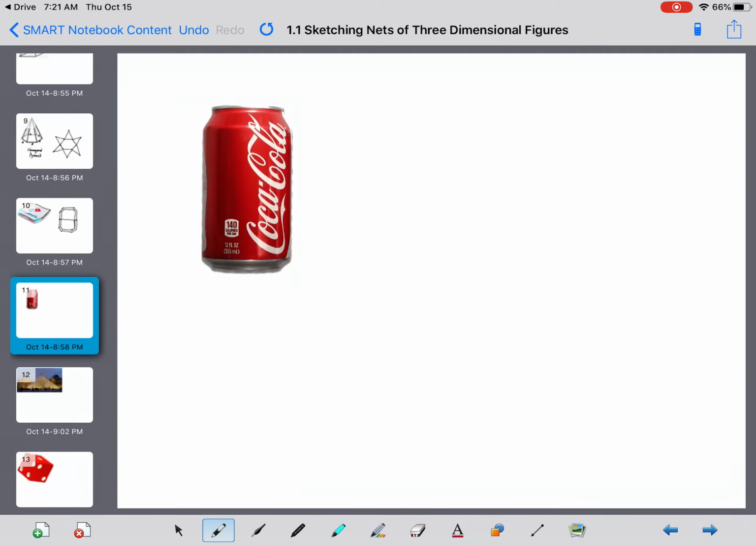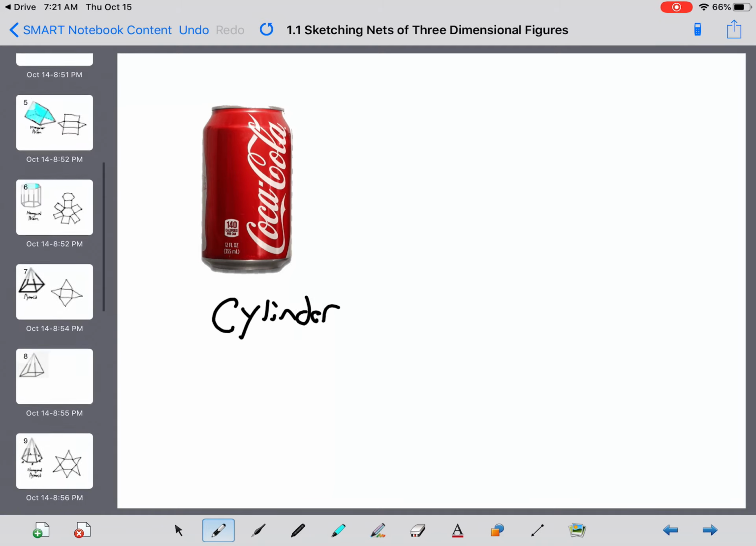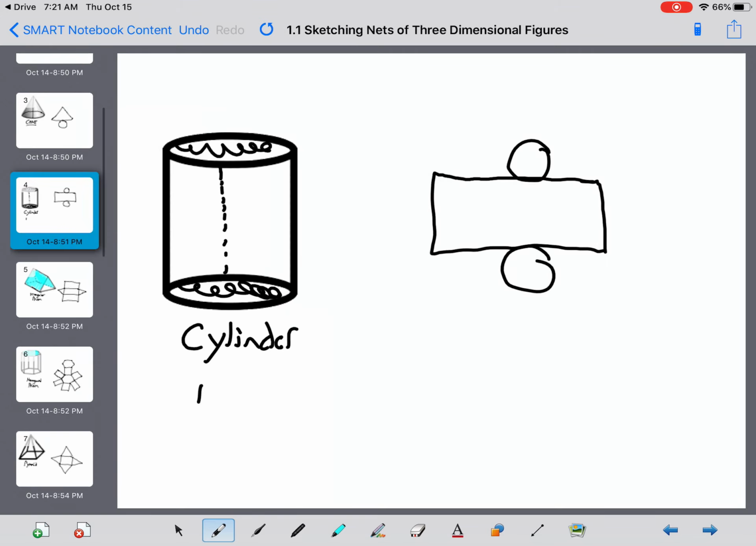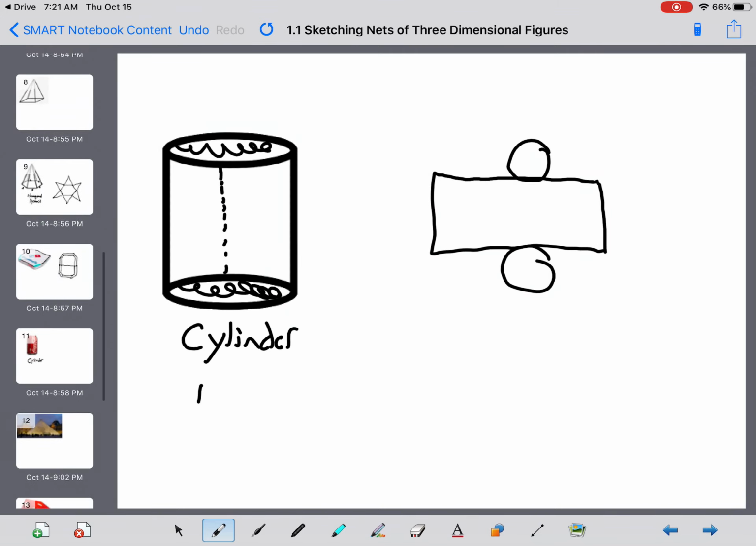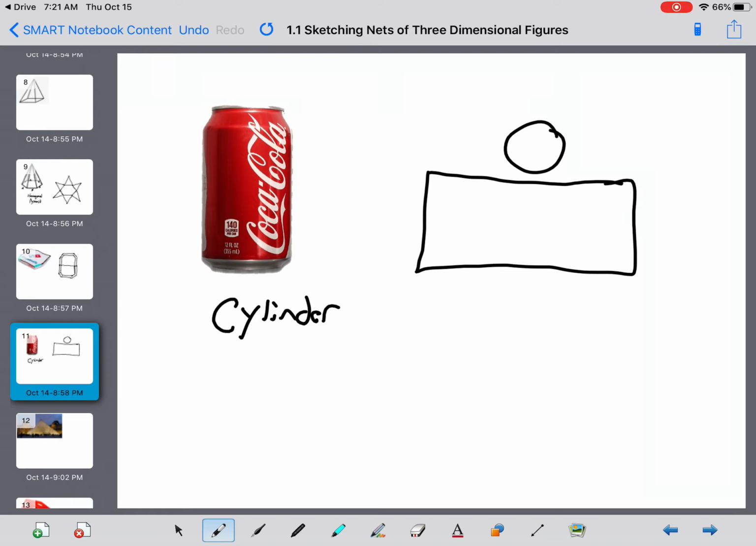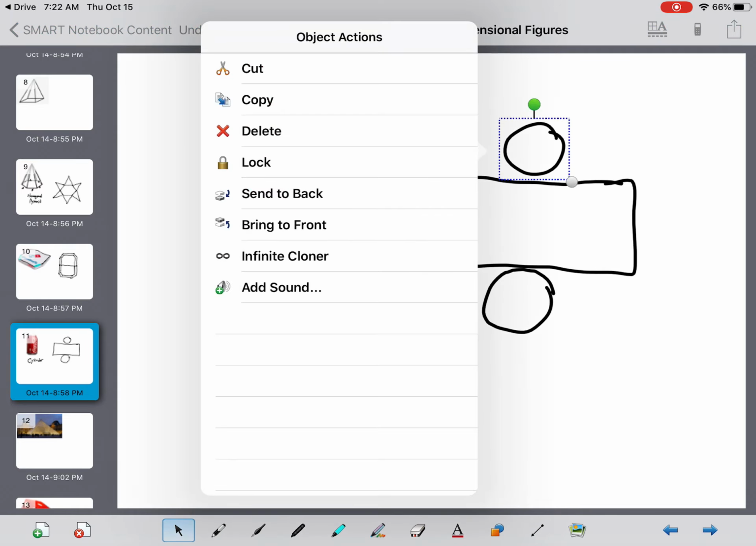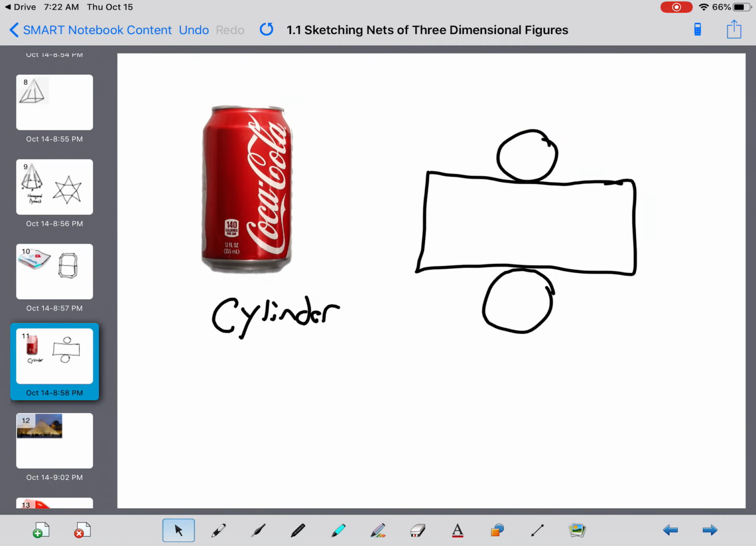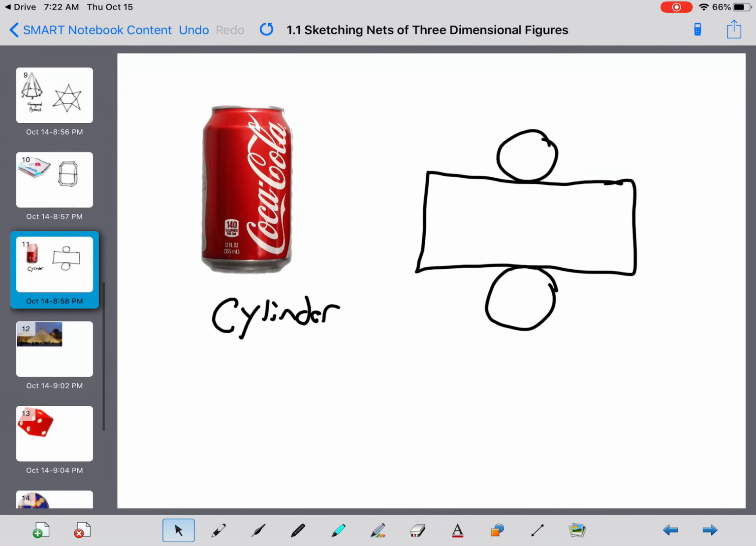Coca-Cola can. So we know, again, this is a cylinder, right? So if we go back to our cylinder, we know it's a circle, a rectangle, and another circle. So draw it in. Circle, ugly circle. Circle, rectangle, and another circle. What you should do is try to get them to touch, okay? So I can cheat and sort of move mine, but make sure they're touching.